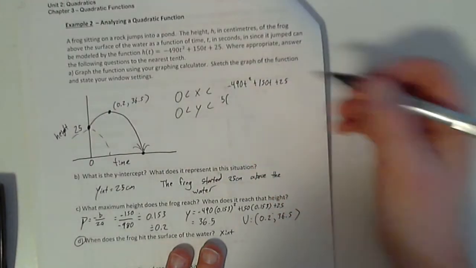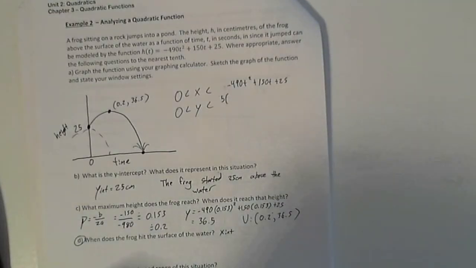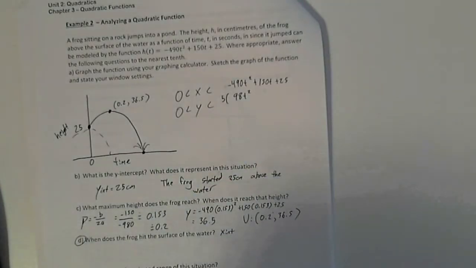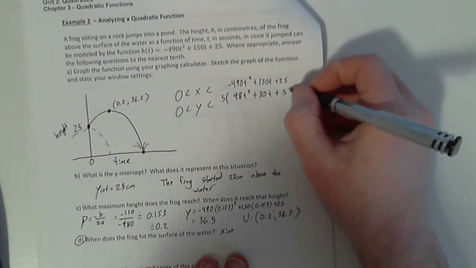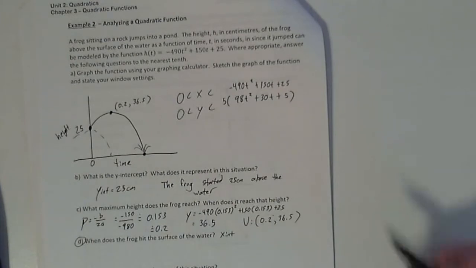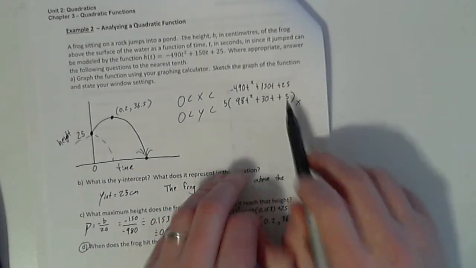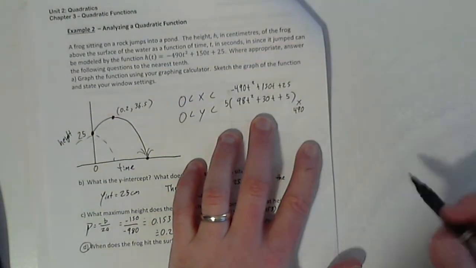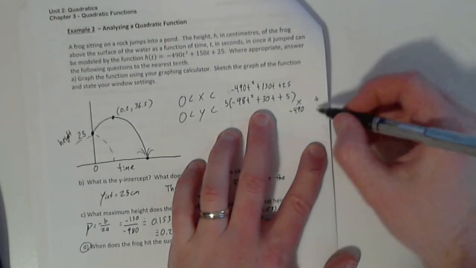I'll just leave it like that actually. So if I pull out a 5, 490 divided by 5 is 98. 150 divided by 5 is 30. And 25 divided by 5 is 5. And I don't think those reduce any further. So now we need to find two numbers. This is going to be a little bit of a difficult factor. Two numbers that multiply to a times c. So 98 times 5 is 490. This is negative actually, so it should be negative 490, and they have to add to positive 30.